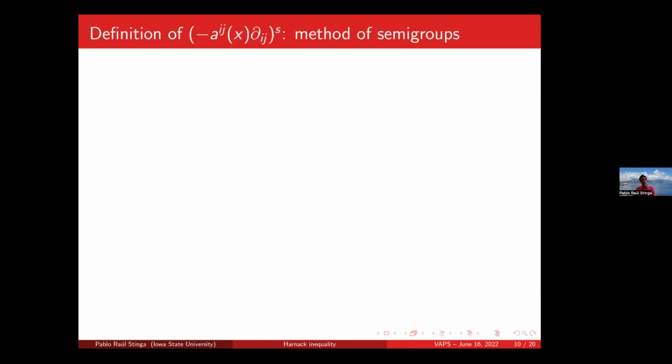Now let's go to the definition of the fractional power. Right, we cannot use the Fourier transform. Obviously, there is no spectral decomposition. Right, in principle, the spectrum is complex valued. So how do you define this operator? It is not symmetric. Right, there is no natural Hilbert space to work with. So what do we do? We use this method of semigroups.